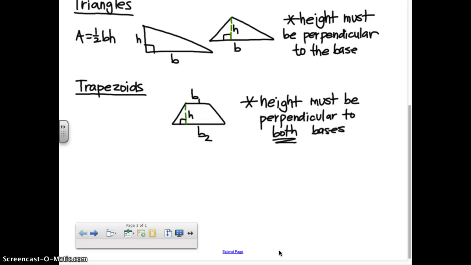That doesn't necessarily mean that our triangle or trapezoid is isosceles, because what we know about trapezoids is that the top and the bottom are parallel.